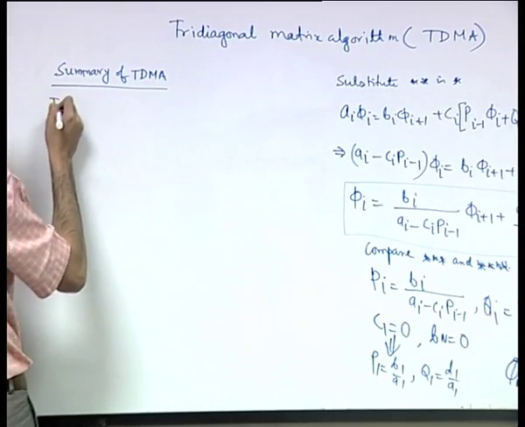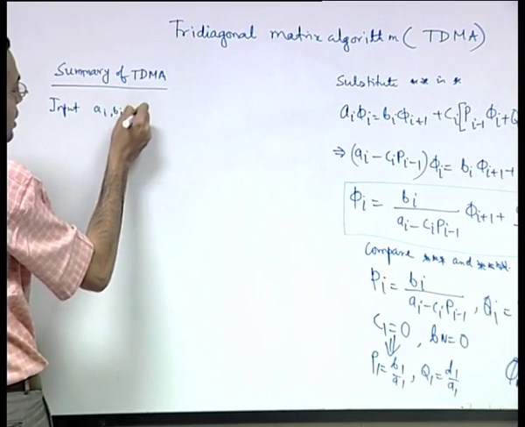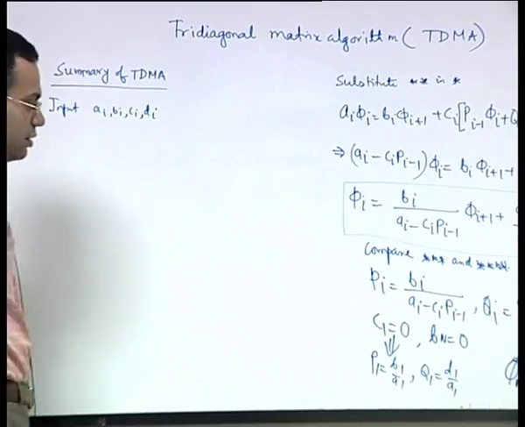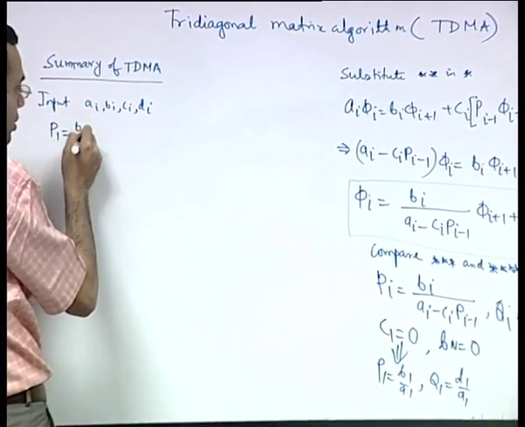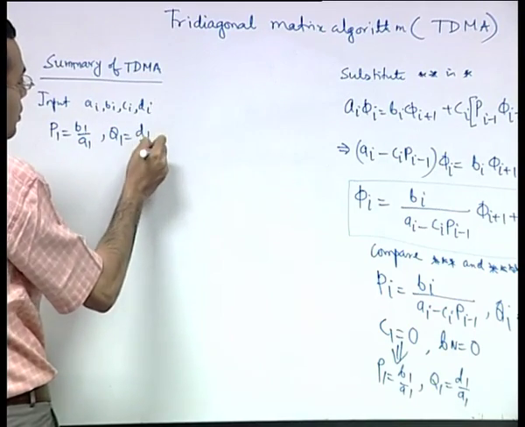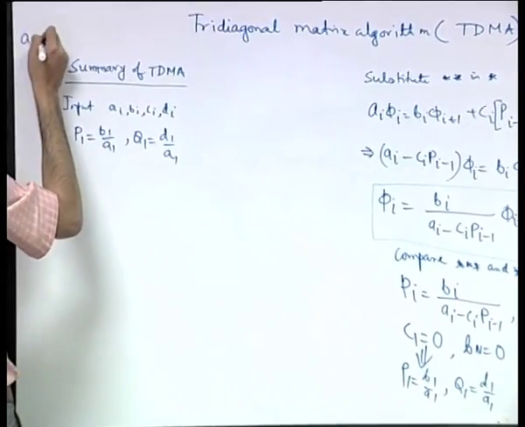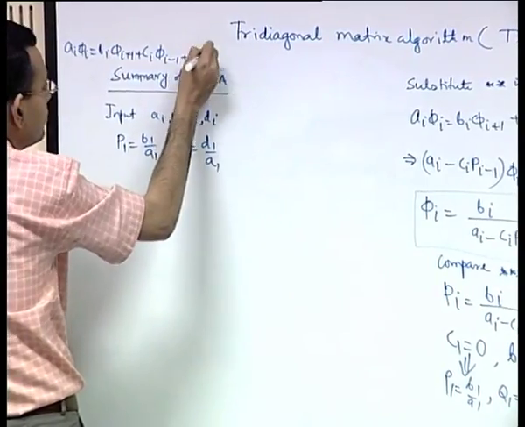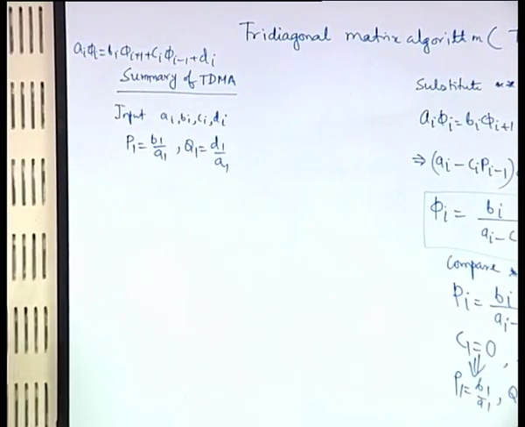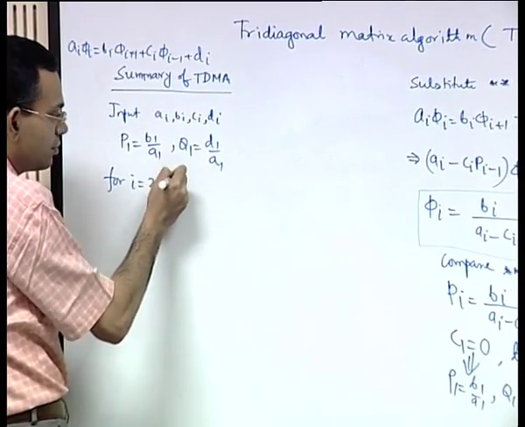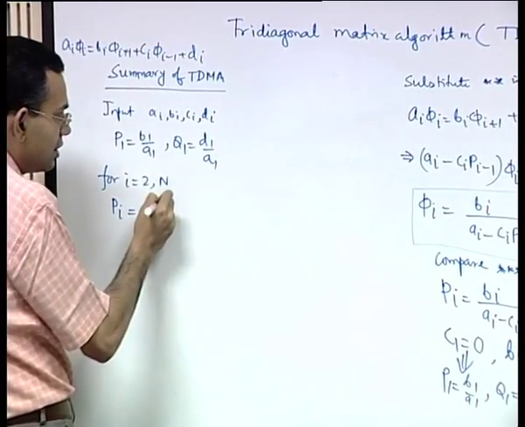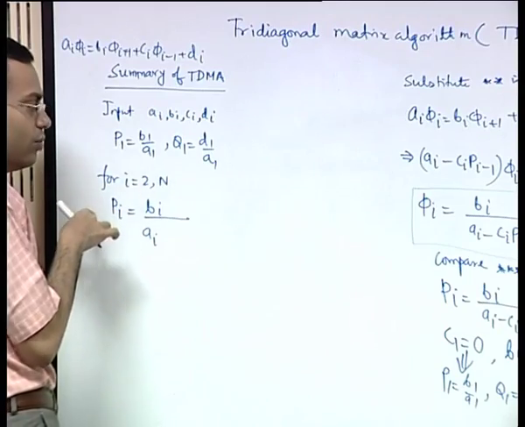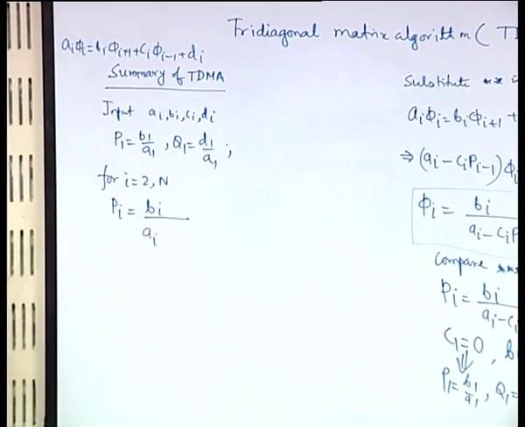So, first you input AI, BI, CI, DI, that comes from your discretized equation. Then you have P1 is equal to B1 by A1, Q1 is D1 by A1. Remember, the equation that you are looking for is AI phi I is equal to Bi phi I plus 1 plus Ci phi I minus 1 plus Di. Then for I equal to 2 to n, you can calculate Pi, this is a recurrence relationship. So, if you know P1 and Q1, you can calculate P2 and Q2, if you know P2 and Q2, you can calculate P3 and Q3 and so on.